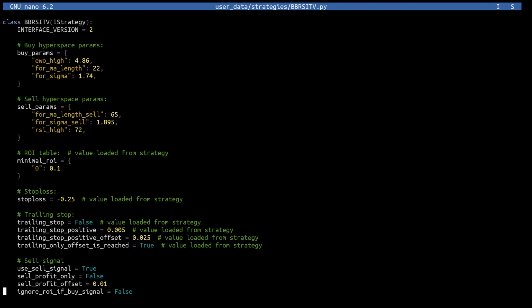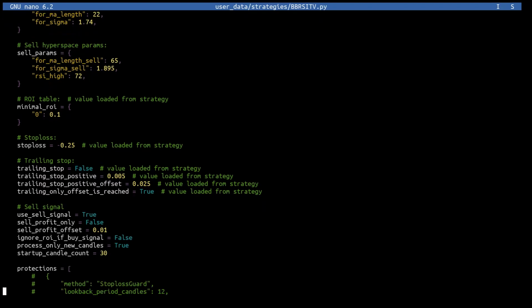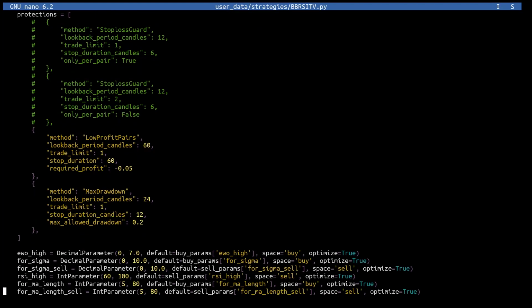The strategy can be optimized on the buy and sell signals as you can see here, and also of course on the ROI and stop loss. The author also has incorporated 2 protections in this strategy, namely the low profit pairs and the max drawdown protections.